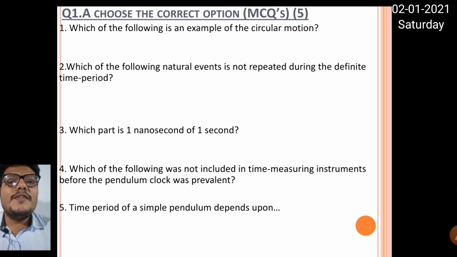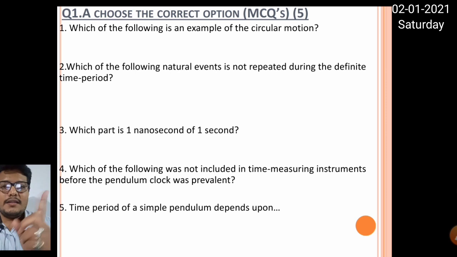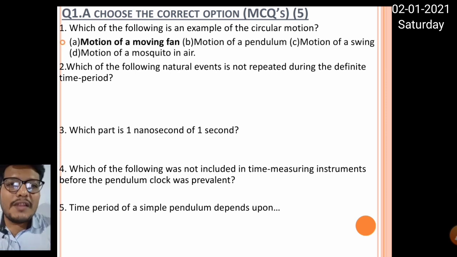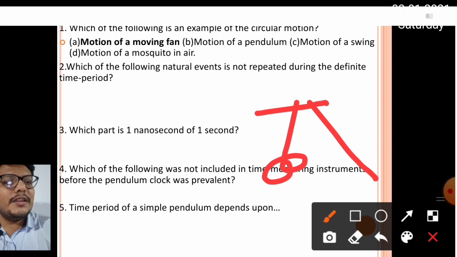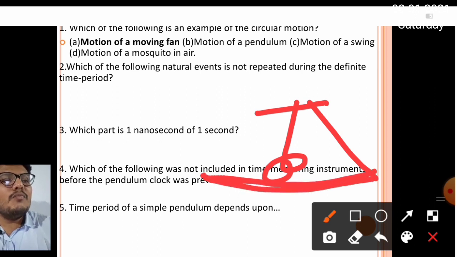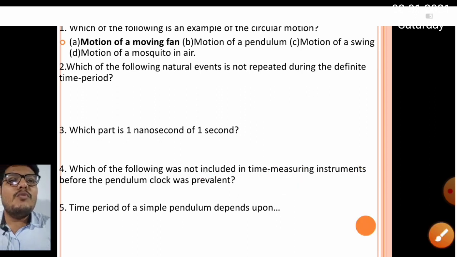See first one. Which of the following is an example of circular motion? Circular motion means, right? Okay, now see here. Motion of moving fan, motion of pendulum. So motion of pendulum we know. How is the motion of pendulum? From here to here, right? That is the motion of pendulum. Motion of swing, that is also similar to pendulum. Now motion of mosquito in air is non-uniform motion, but motion of moving fan is a circular motion.